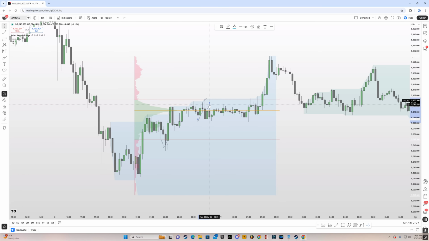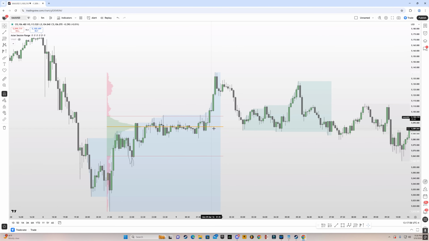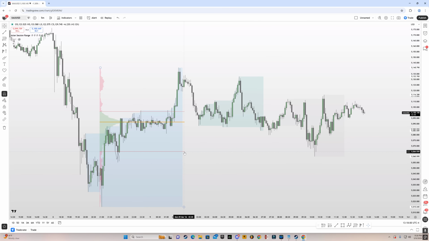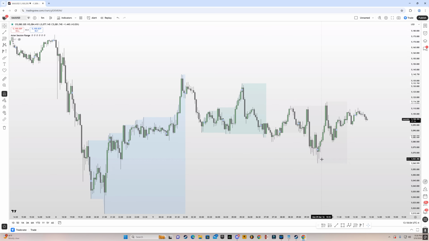So you can see when we went up there, we took out the value area high, we pushed down towards the point of control. We consolidated, we pushed up a lot and then we just pushed back to the POC and also towards the value area low. So with this basic understanding, I'm going to teach you the entire strategy.